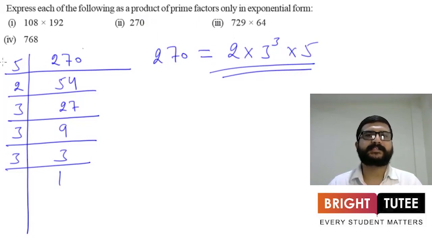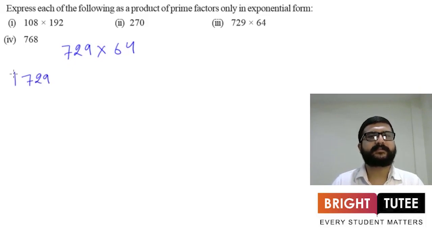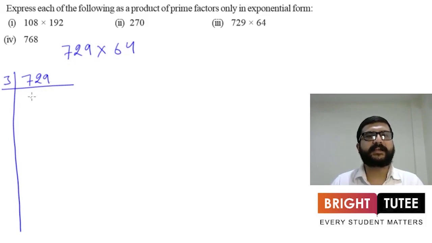Now the next question, the third one. Here we are having 729 multiplied with 64. Let's prime factorize 729 first. So this is divisible by 3. Now 729 divided by 3 will give us 243. Now this is again divided by 3. It will give us 81.